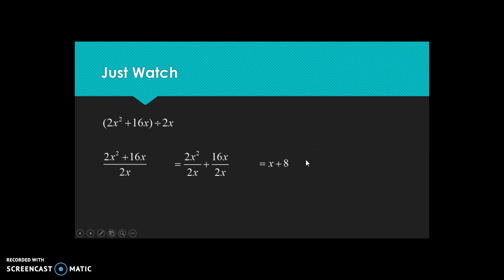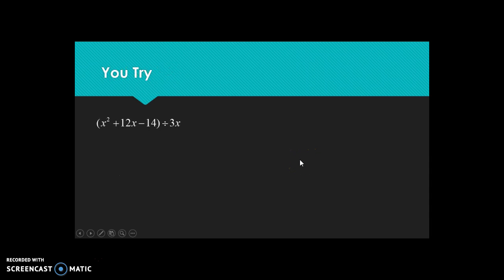Okay? So once you guys give this a try, pause the video and give this a shot. See what you come up with. When you're finished, hit play and see if you got it right. All right. So I rewrite as a fraction. Okay? I'm then going to turn this into 3 different fractions. X squared divided by 3x, and then plus 12x divided by 3x, and then minus 14 divided by 3x, and I'm going to reduce.